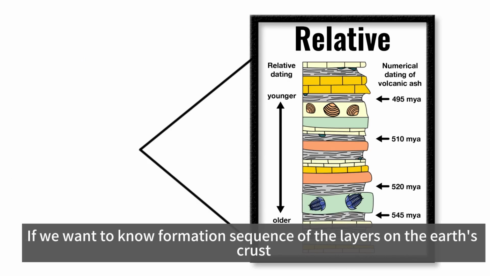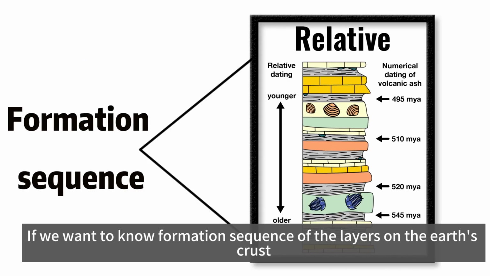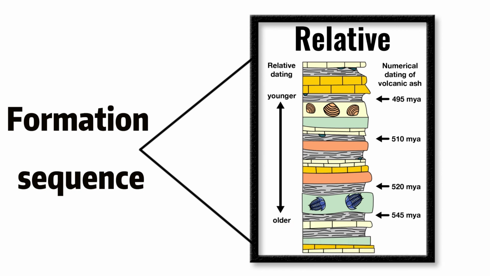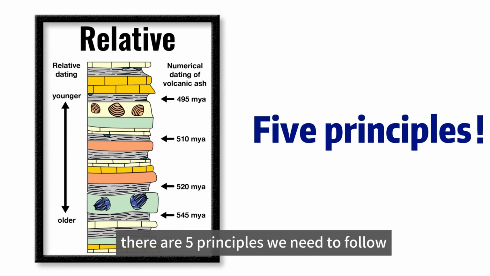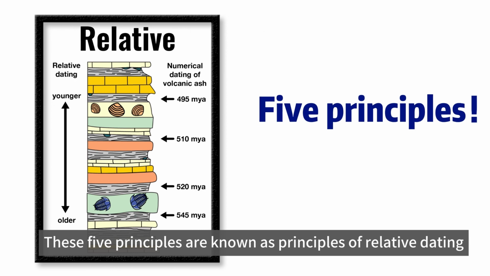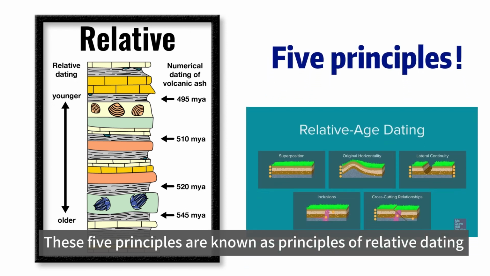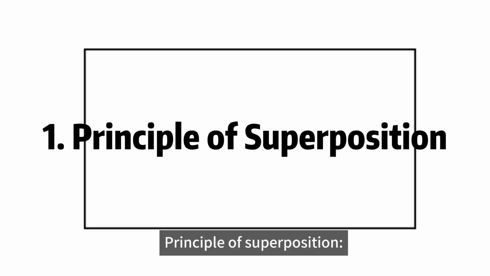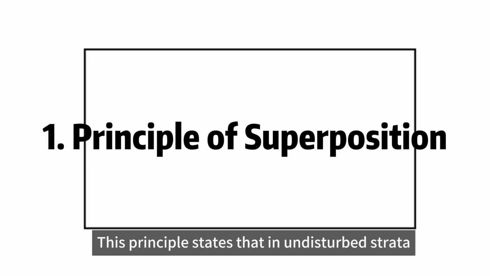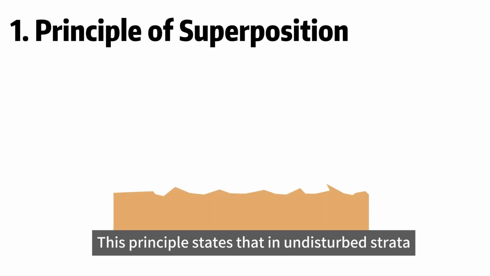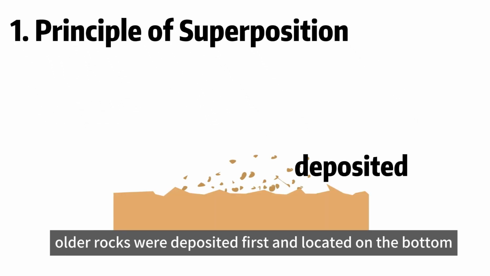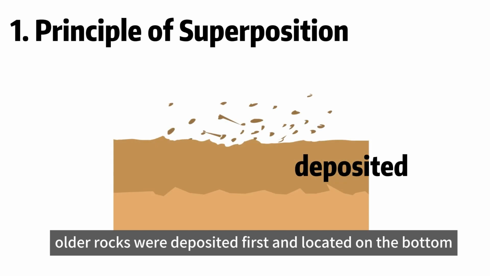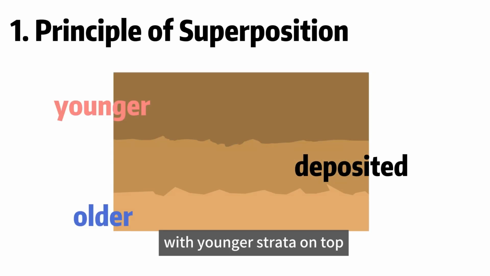If we want to know the formation sequence of layers on the Earth's crust, there are 5 principles we need to follow. These 5 principles are known as principles of relative dating. The first, principle of superposition. This principle states that in undisturbed strata, older rocks were deposited first and located on the bottom, with younger strata on the top.